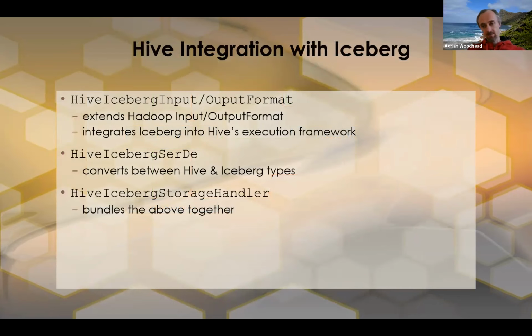So how it works, again, if you go digging around in the code, there's a lot more detail, but at a very high level, it uses the extension points that some of you will be familiar with in Hive. There's an input format, which is what we worked on. There's an output format, which I guess the others will talk about in a minute. Those extend the standard Hadoop input-output formats, and they integrate Iceberg into Hive's execution framework, so you can effectively execute Hive queries over Iceberg data. There's a SerDe, which does the type conversions back and forth between Hive's types and Iceberg's types. And there's a storage handler, which bundles all of this together and just makes it easy to use.